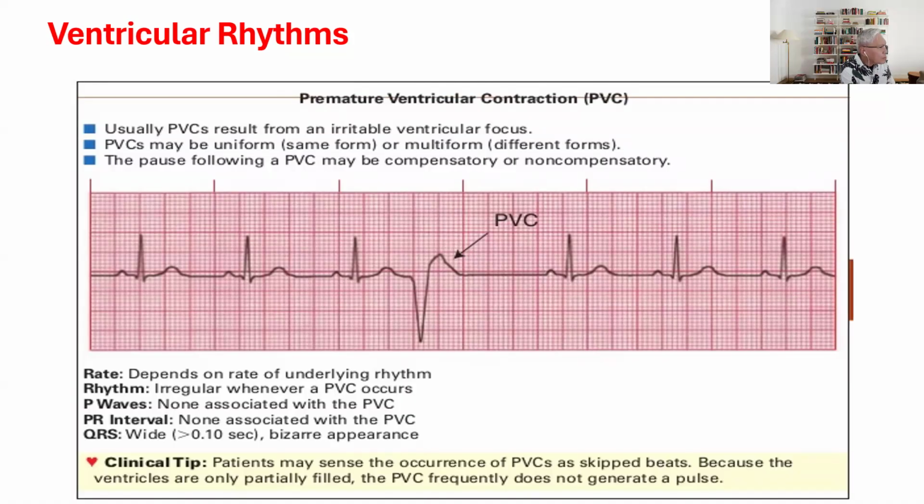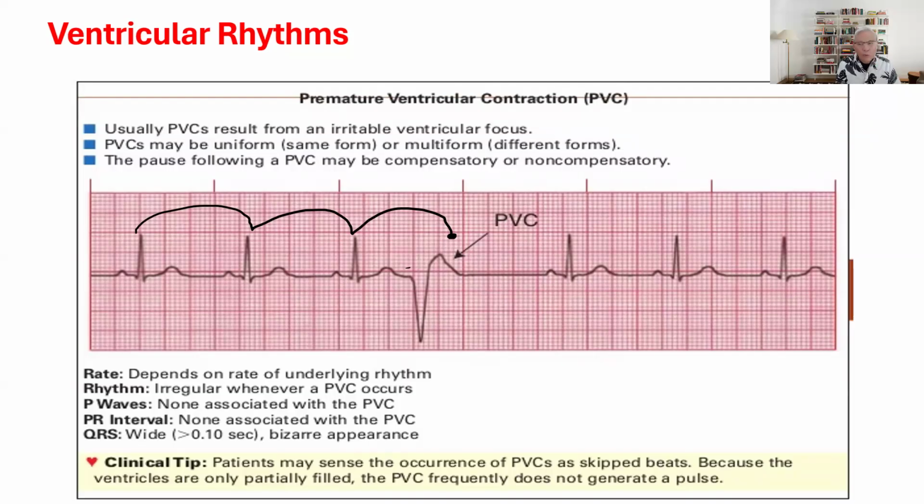So in this particular ECG, we have a pattern that is occurring regularly, and all of a sudden, the expected next finding should be here, but it occurs prematurely. This is what is called a premature beat.